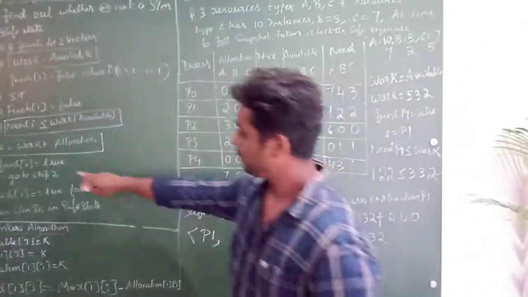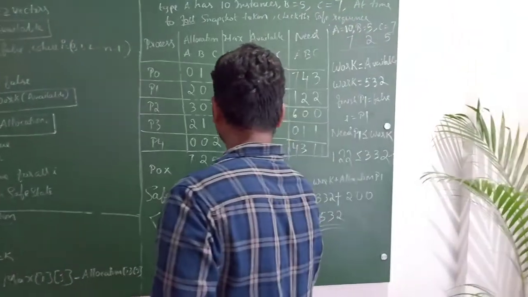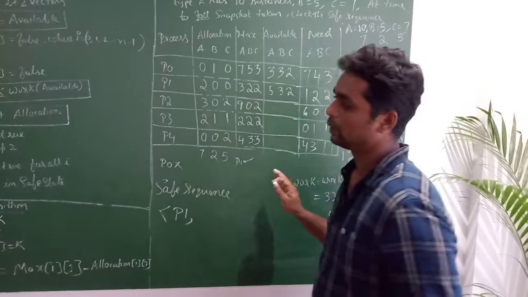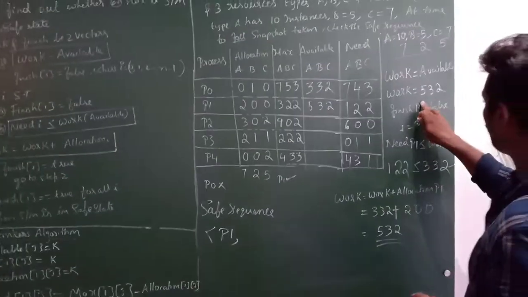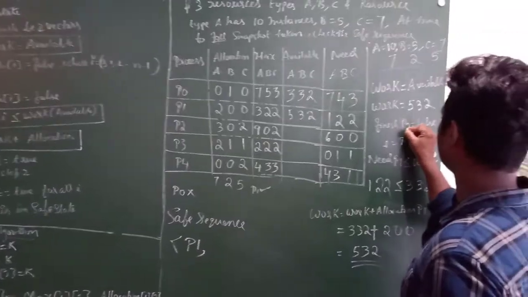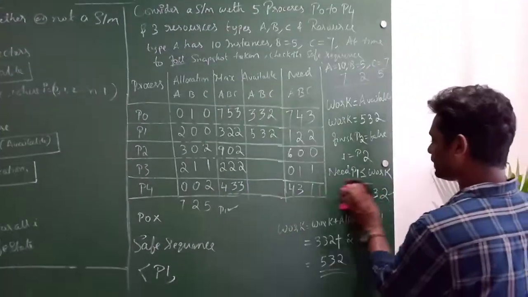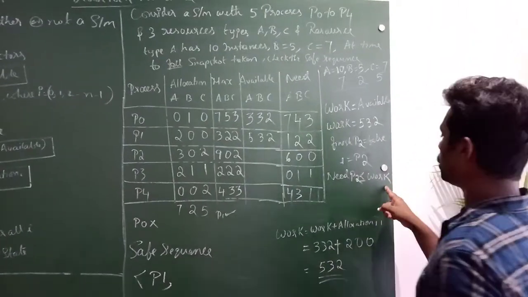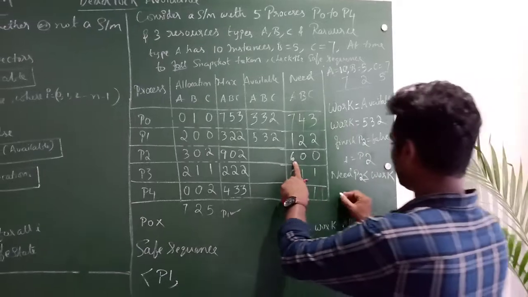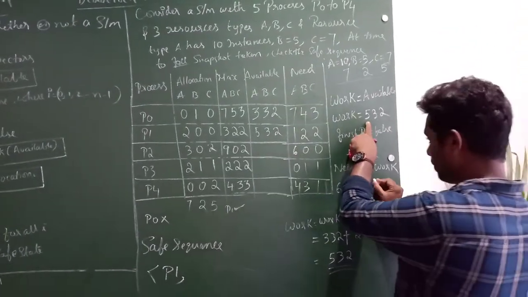Okay. So see here. Finish of I equal to true. Means what I will do is finish of P1 is true. So that is the case, go to step 2. Again, you will go for what? Second process. Okay. I is what? 2. Now what you will do is, need of P2 is less than or equal to work. Need of P2 is how much here? 600 is less than work. New work is how much?